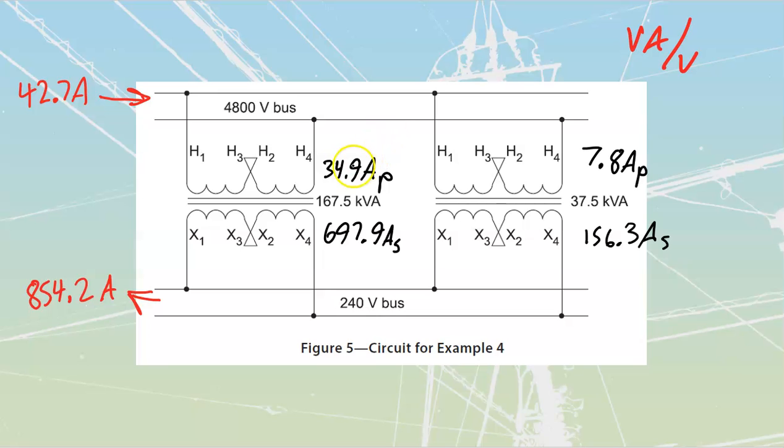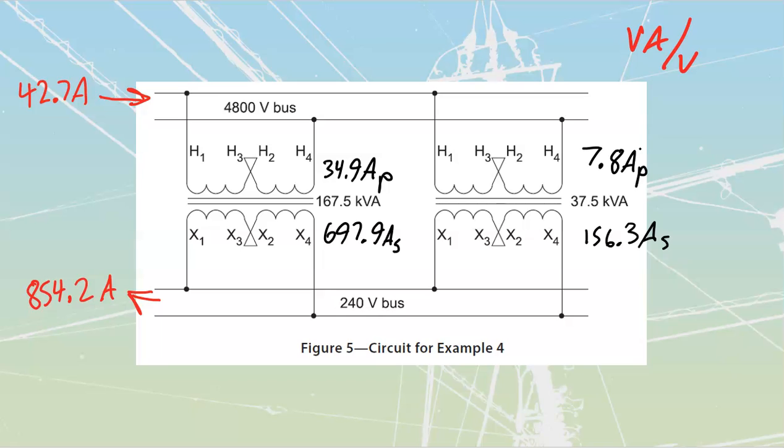Same with my primary side. Kirchhoff's current law has to be satisfied. I bring in 42.7 amps, I drop off 34.9 here, which means that I'm left with 7.8 that are going to be over here. It's just going to mathematically add together.